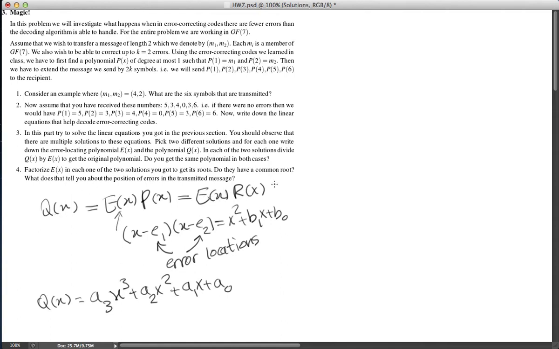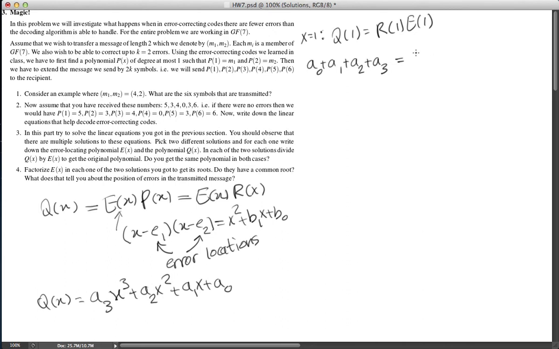So this gives us 6 different equations, one for each point, one for each symbol that we received. For example, for x equals 1, we get this linear equation. Q of 1 equals r of 1 times e of 1. I'm just going to write this out, expand this out. Q of 1 is just a0 plus a1 plus a2 plus a3 equals, well, what is r of 1?